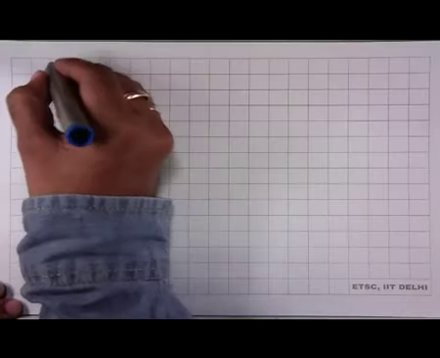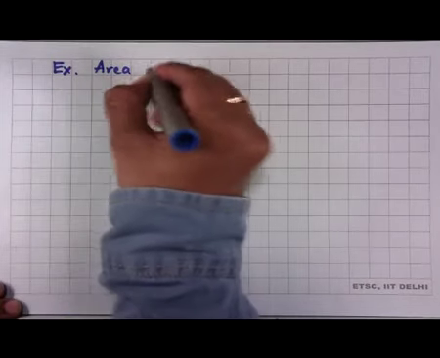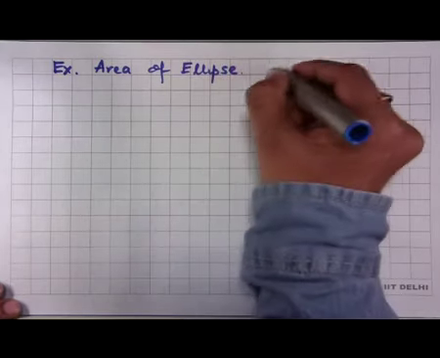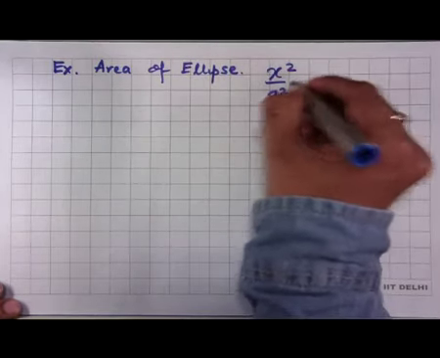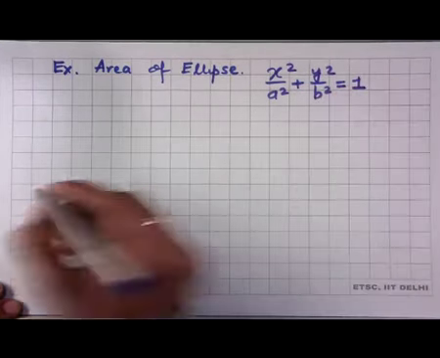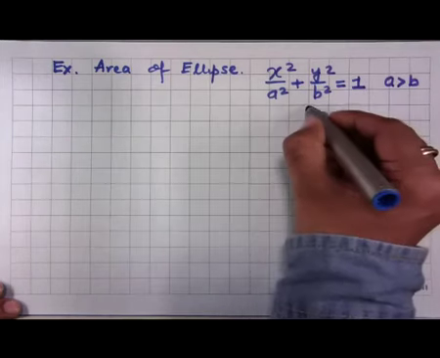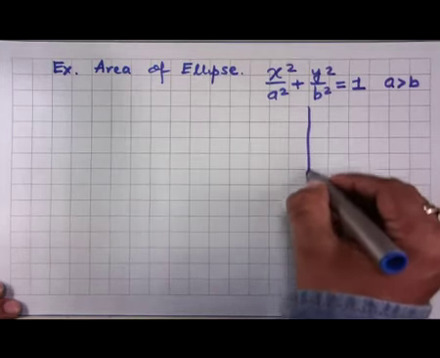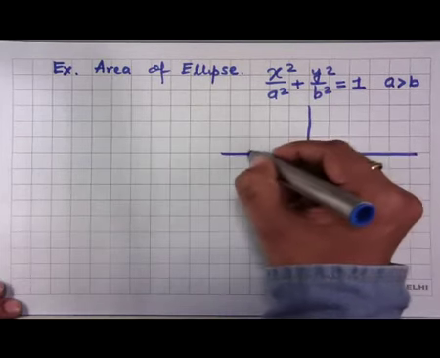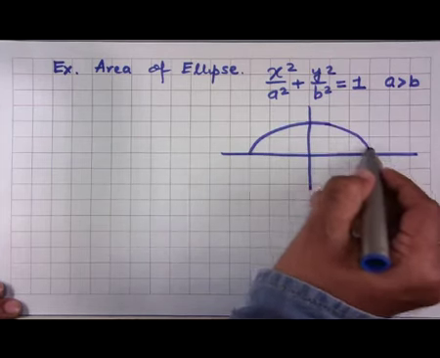Let us take one more example and find the area of the ellipse x square by a square plus y square by b square equals 1, where a is greater than b. So this ellipse will look something like this.